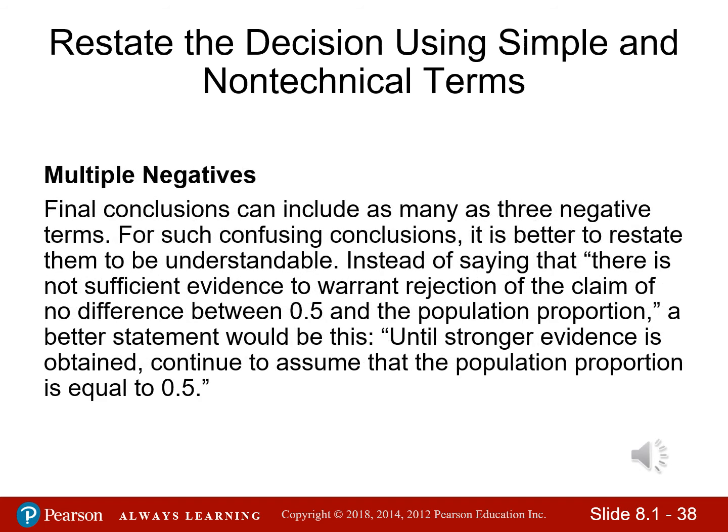Note that the final conclusions can include as many as 3 negative terms. For such confusing conclusions, it's better to restate them to be more understandable. Instead of saying that there is not sufficient evidence to warrant rejection of the claim of no difference between 0.5 and the population proportion, a better statement would be, until stronger evidence is obtained, continue to assume that the population proportion is equal to 0.5.